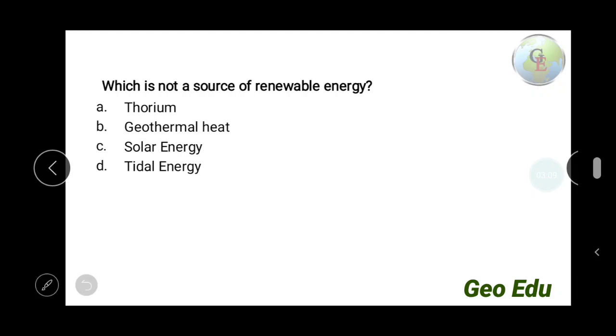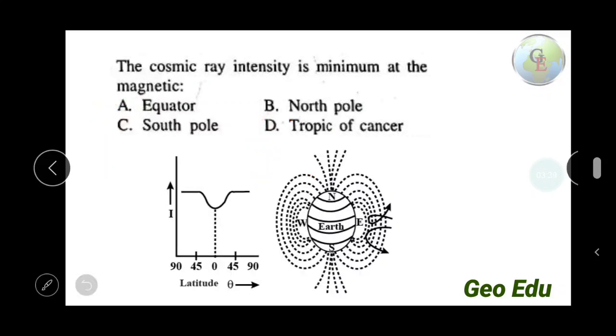Next question. What is not a source of renewable energy? Option A, thorium. Option B, geothermal heat. Option C, solar energy. Option D, tidal energy. So here the answer will be thorium. Thorium is a radioactive mineral, and these three, geothermal heat, solar energy and tidal energy, are renewable energy. Geothermal heat is the heat underneath the earth, like radioactive heat, solar energy is from the sun, and tidal energy is from the tide source.